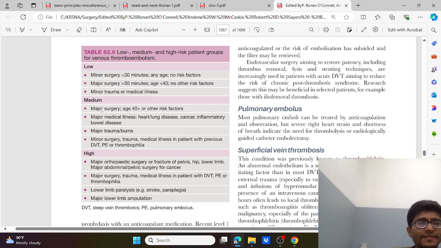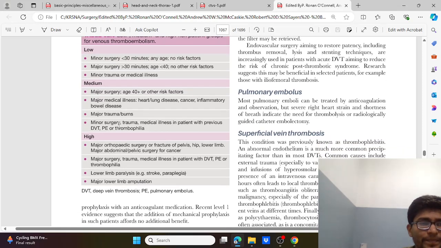Medium risk, that will be major surgery, age more than 40 or other risk factors, major medical illness like heart, lung disease, cancer or inflammatory bowel disease, major trauma or burns, minor surgery, trauma, medical illness with previous DVT, pulmonary embolism or thrombophilia. These will constitute medium risk.